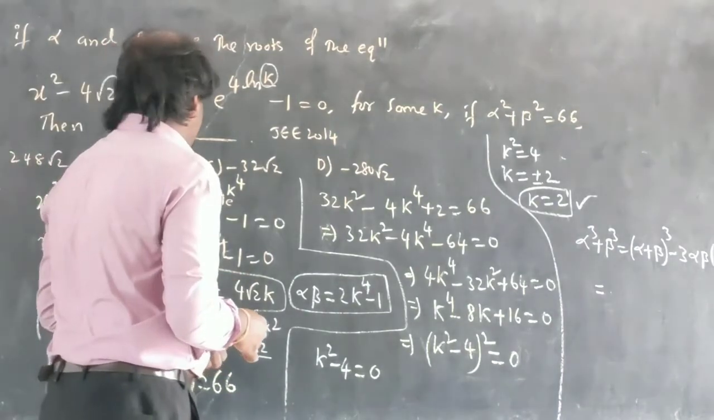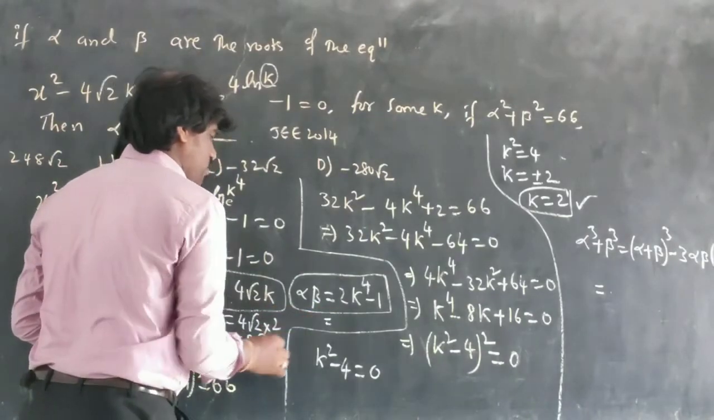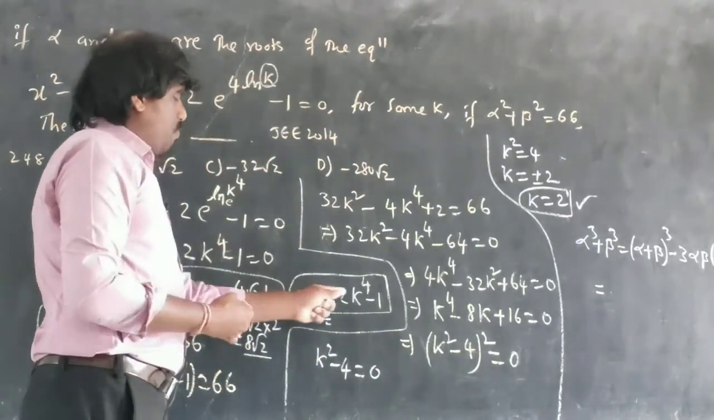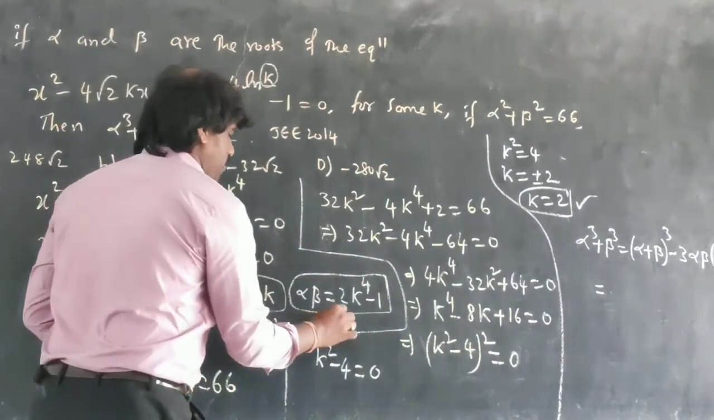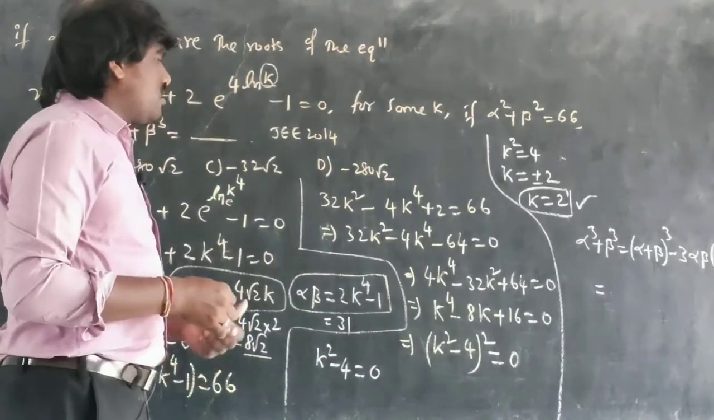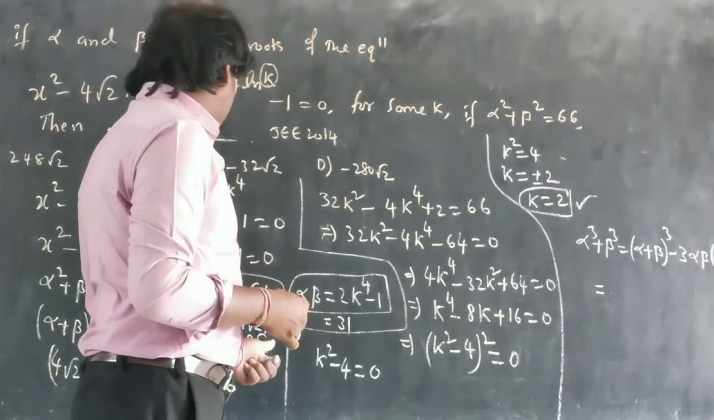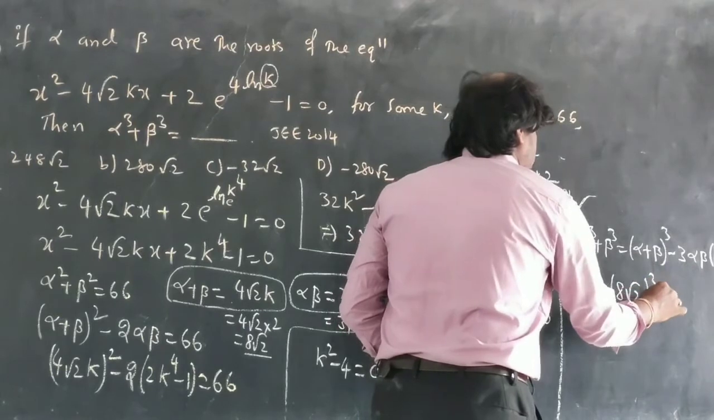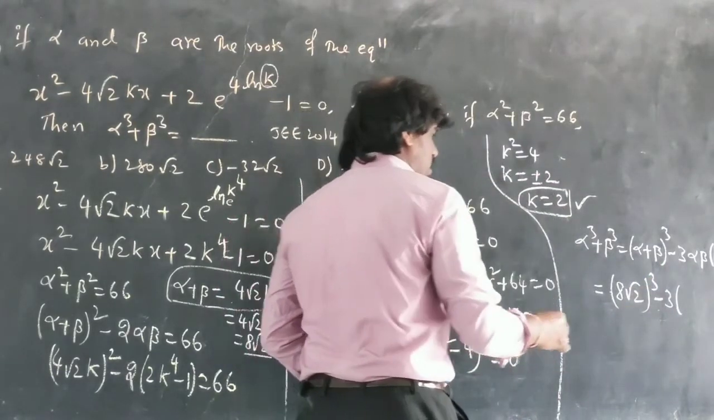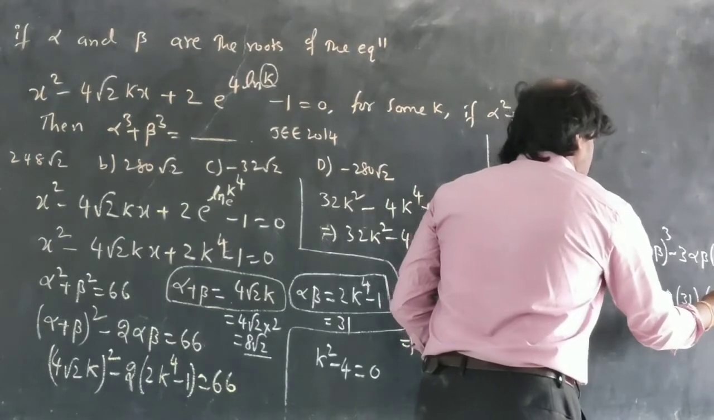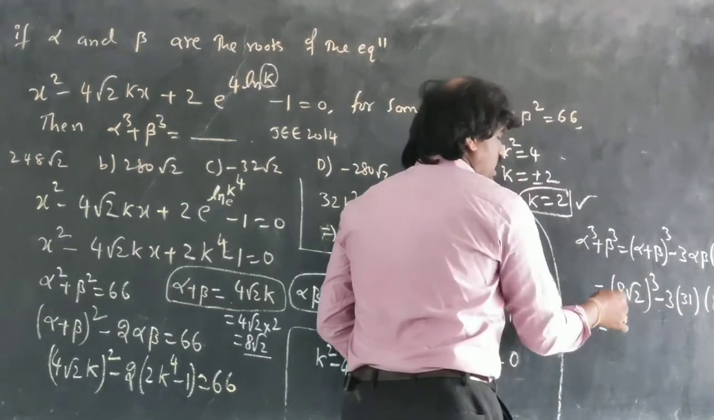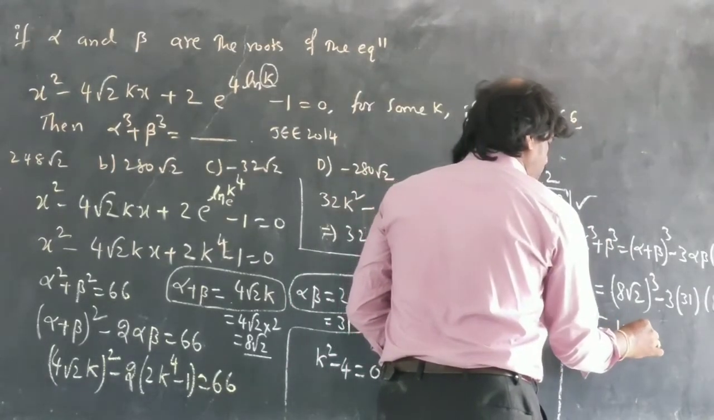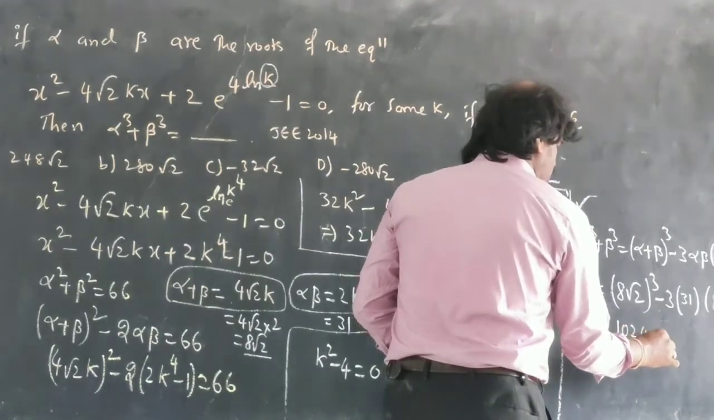And the product of the roots here: k value is 2, 2 power 4, that is 2 power 4 times 2 is 2 power 5, 32. 32 minus 1 is 31. You can substitute now, in place of alpha plus beta, 8 root 2. So you can write 8 root 2 whole cube minus 3 times 31 into 8 root 2. Just multiply this one: 8 cube into 2 cube root 2, that is 1024 root 2, I hope.